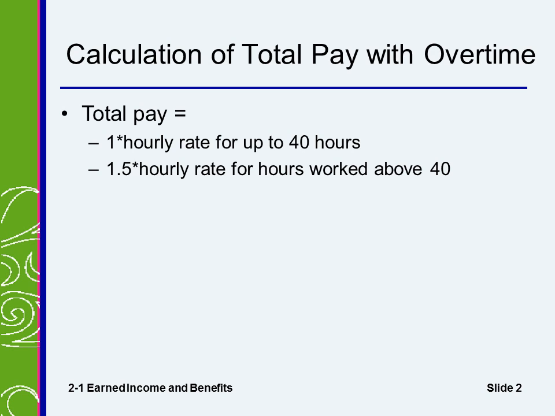It's just multiplied times 1. It is what you are actually making. If you're making $10 an hour, then you're making $10 an hour for your regular rate. If it is overtime, it is 1.5 or time and a half. You do 1.5 times the number of hours that you work above 40 hours per week.